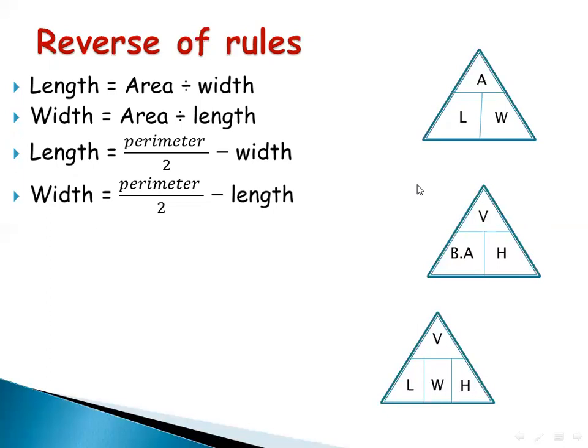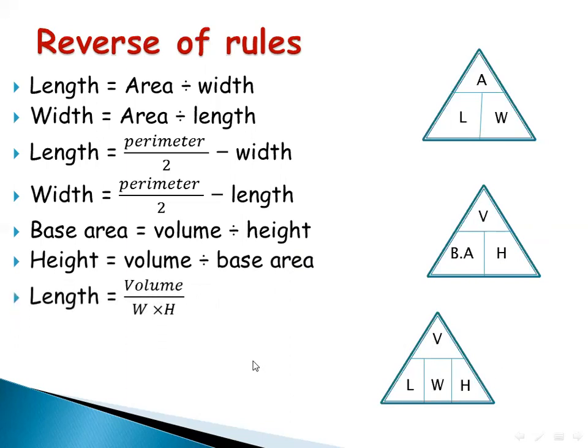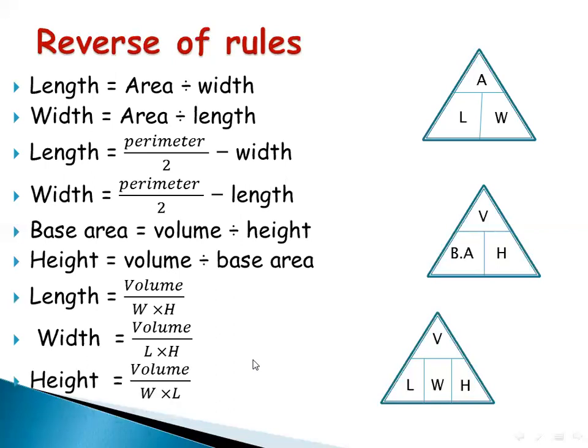Second magic triangle, you have volume up, base area, and height down. So if he asks for the base area, you're going to divide the volume by height. And if he asks for the height, you're going to divide the volume by base area. Third and last magic triangle, you have volume, length, width, height. So if he asks for the length, you're going to divide the volume by width and height. If he asks for the width, you're going to divide the volume by the product of length and height. And if he asks for the height, you're going to divide the volume by the product of width and length.